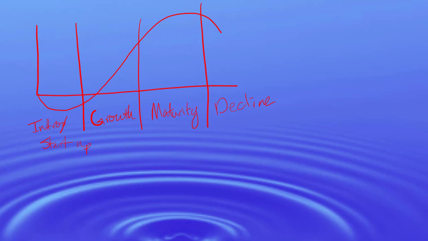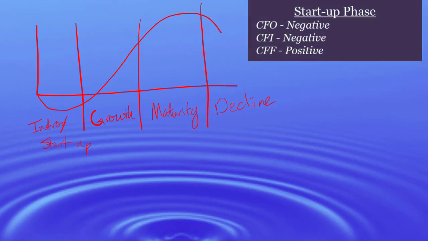You see, in the introductory or startup phase, what we see is a negative cash flow from operations, a negative cash flow from investing as the company grows, and then we see enough cash flow from financing to cover the basic operations of the business and some basic growth. And that's the pattern of a company that's in the startup phase.